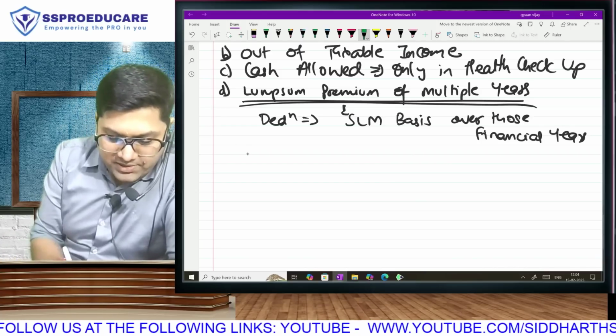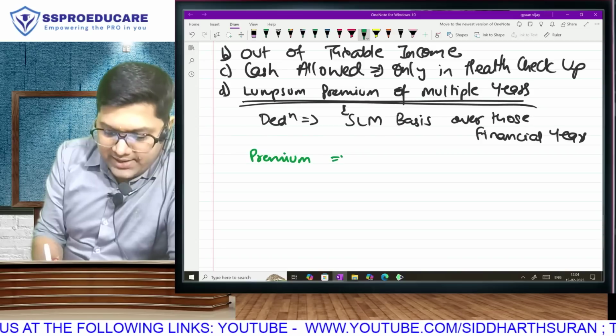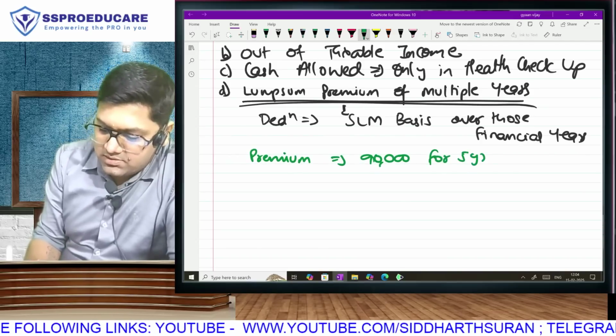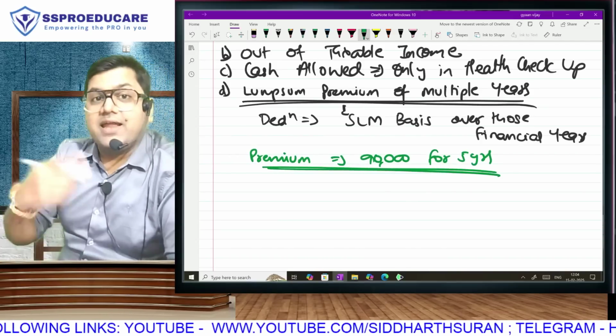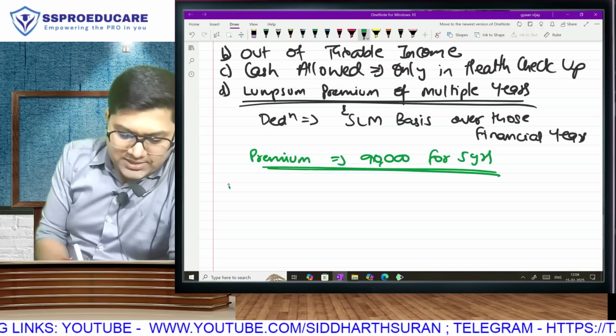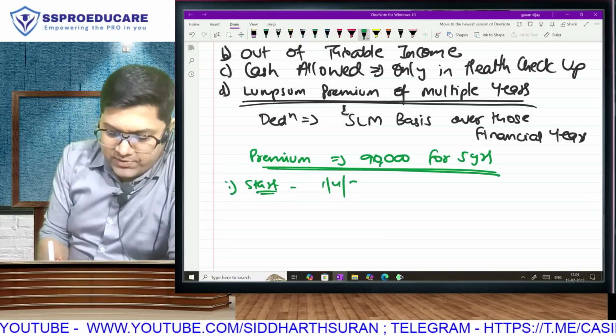I'll take an example where your premium is 90,000 for 5 years coverage. So instead of taking 90 subjected to limit, I have to spread over 90 divided by 5. In my example 1, my policy has started on 1st April 23.